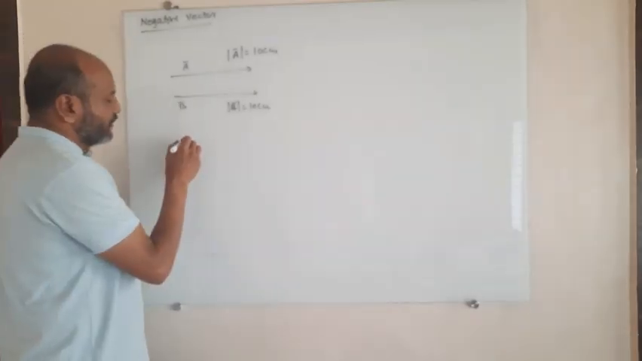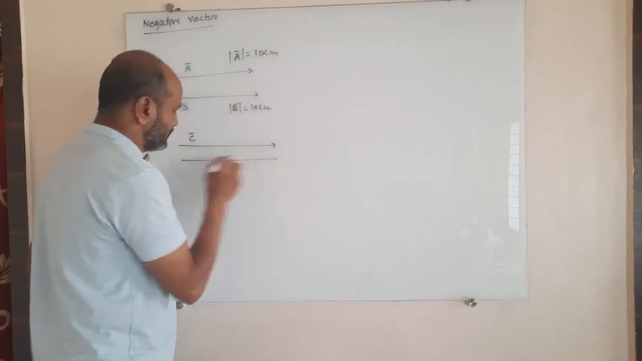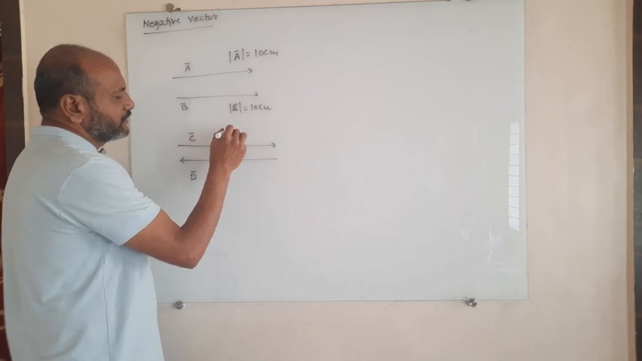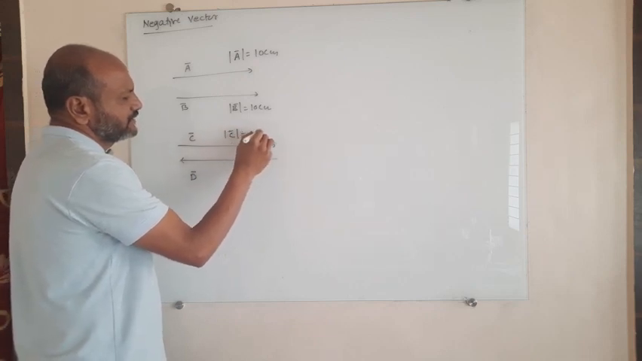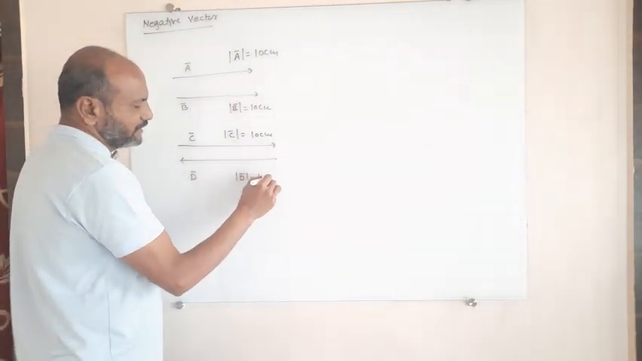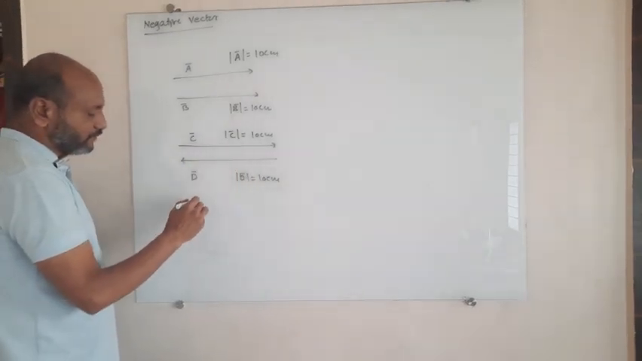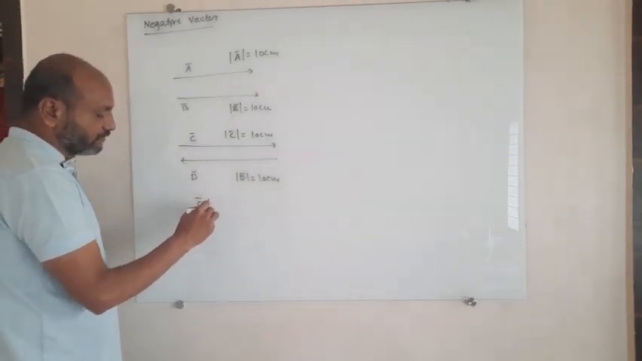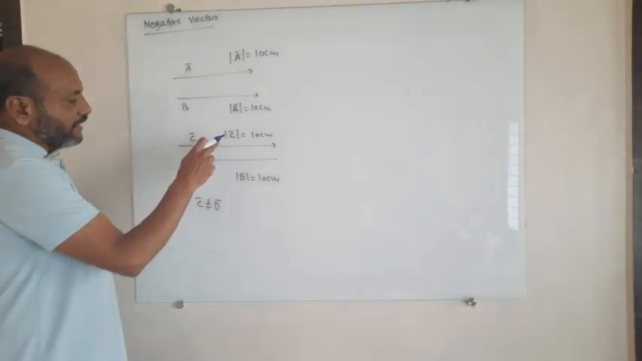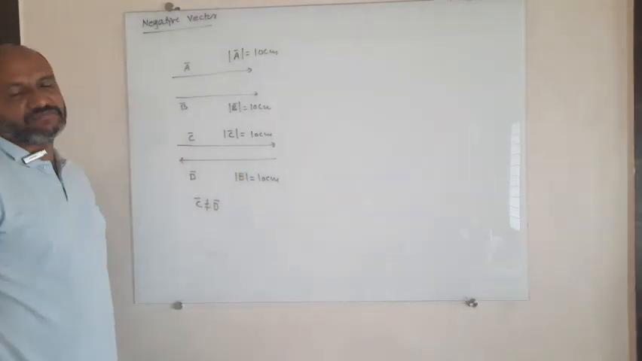Now we take another two vectors c bar and d bar. The magnitude of c bar is 10 centimeter, the magnitude of d bar is 10 centimeter, but the directions are opposite. Therefore, they are not equal vectors. C bar is not equal to d bar, but they have the same magnitude and opposite direction, so d bar is called the negative vector of c bar.